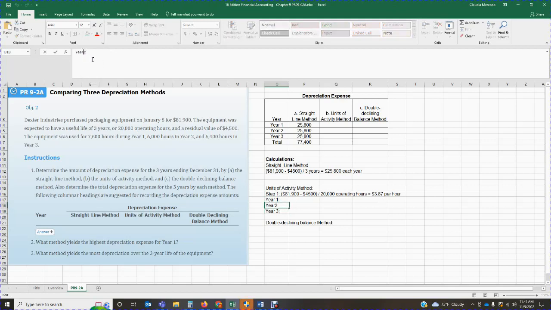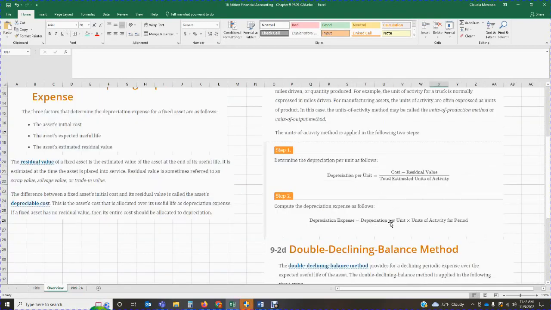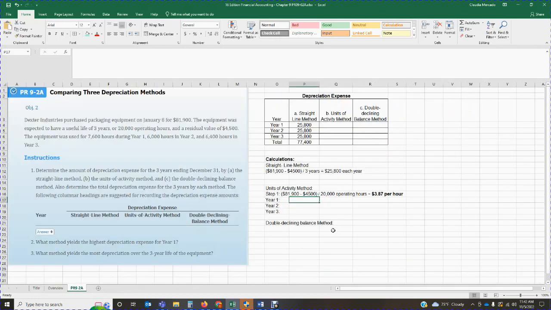So, the important thing is that we calculate that 387 per hour, okay? Now that we have that 387, we're going to get the depreciation per unit, which is what we just calculated, and multiply it by the units of activity for that period. So we start with the 387 per hour and multiply it. It says here that in the first year, we used the equipment 7,600 hours. Okay, let's see what that gives us.